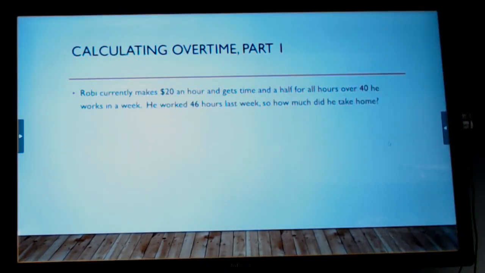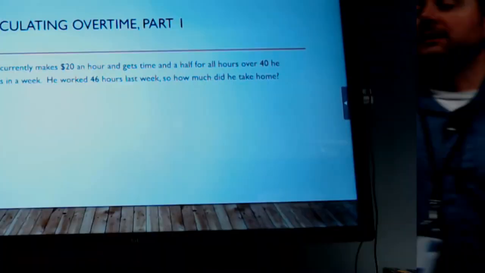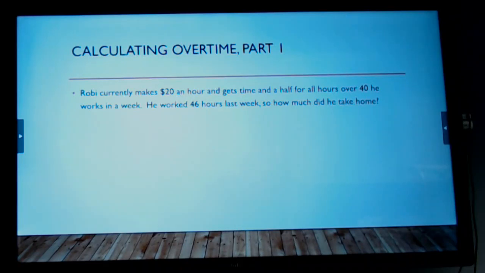Okay. So calculating overtime. This one's broken up into two parts. Now, this one does not have a formula provided because you have to build it. This is more of an algebraically based situation because you're going to have to build the formula based off of the problem. All right, let's read the problem. Robbie currently makes $20 an hour and gets time and a half for all hours over 40 that he works in a week. He worked 46 hours last week, so how much did he take home?